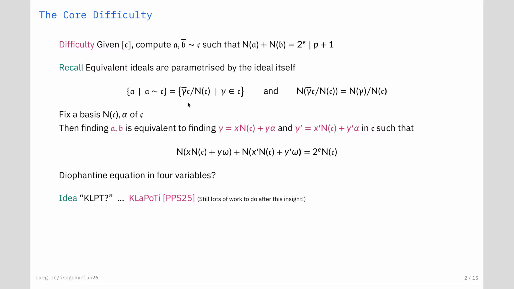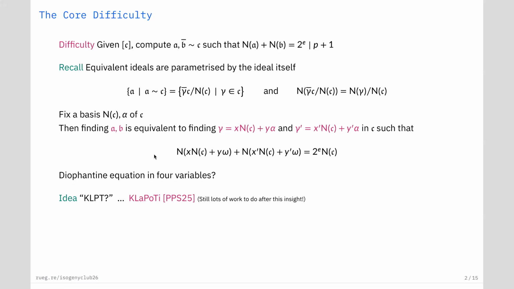Not only this, right, we also know something about the norms of the ideals that are constructed this way. So if we look at this ideal, we see the norm of this gamma conjugate times C over norm of C has norm of gamma divided by the norm of C. So there's this close relationship between the norm of the element we sample and the norm of the ideal that we end up getting.